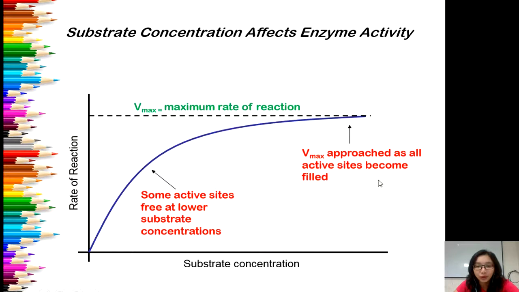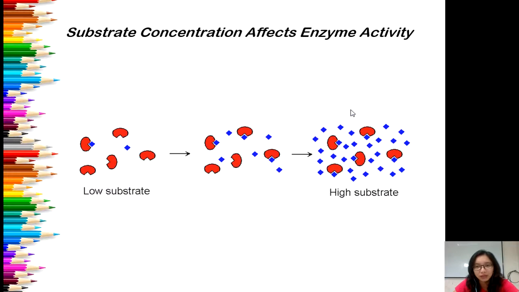But at some point, when you add too much substrate, you will reach something called Vmax, or maximum rate of reaction. It means the rate of reaction will not increase anymore no matter how much substrate you add, because at this Vmax, all active sites of the enzyme are already saturated with substrate. So if we see the diagram, it's going to look like this.